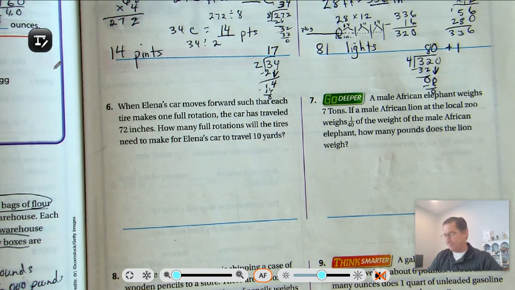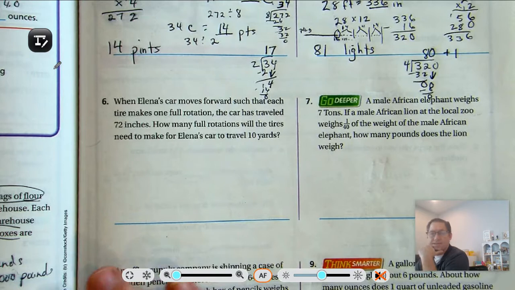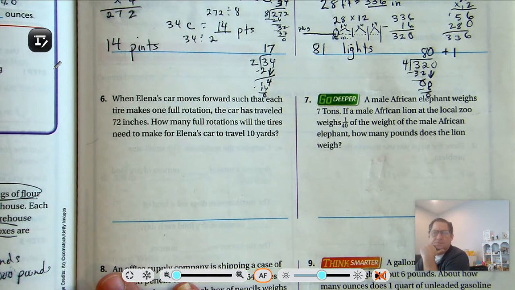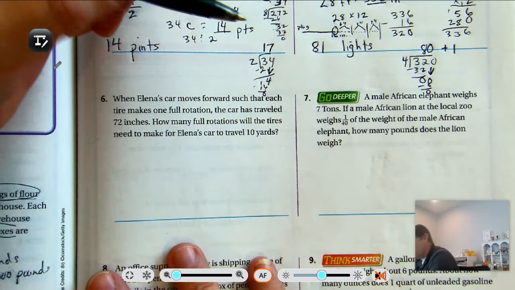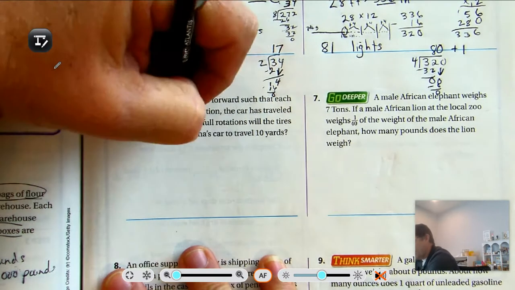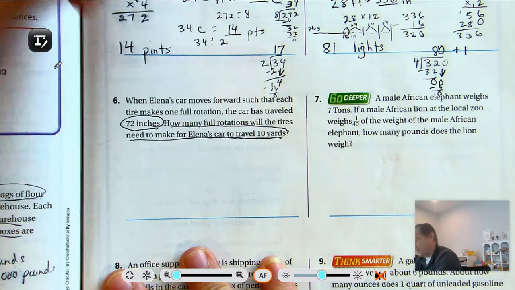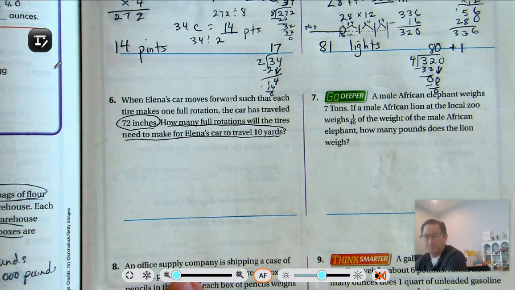All right, number 6. When Elena's car moves forward such that each tire makes 1 full rotation, the car has traveled 72 inches. How many full rotations will the tires need to make for Elena's car to travel 10 yards?